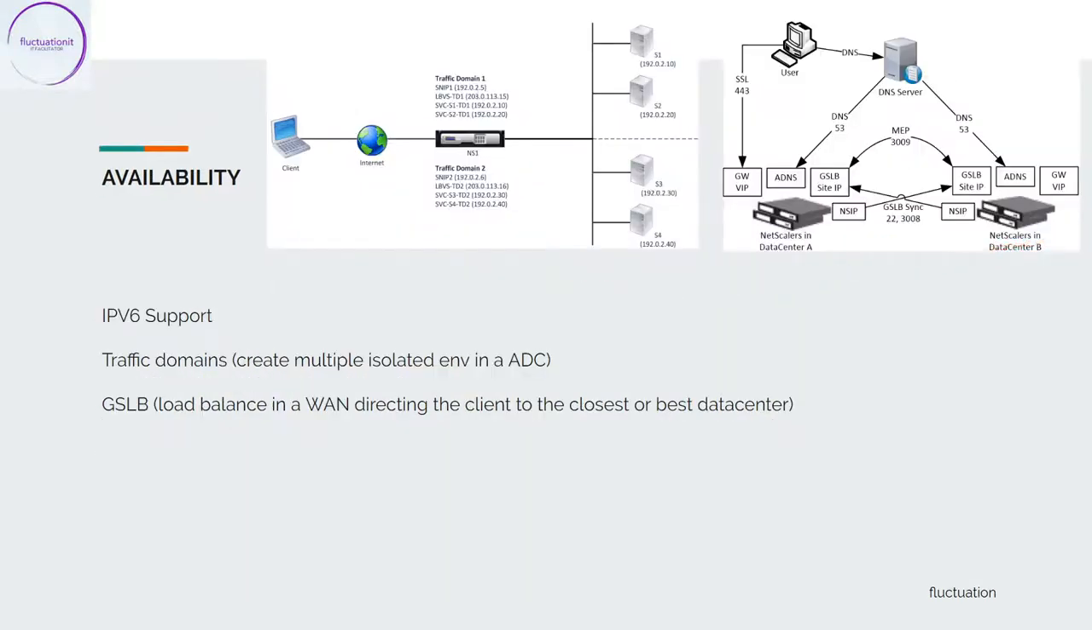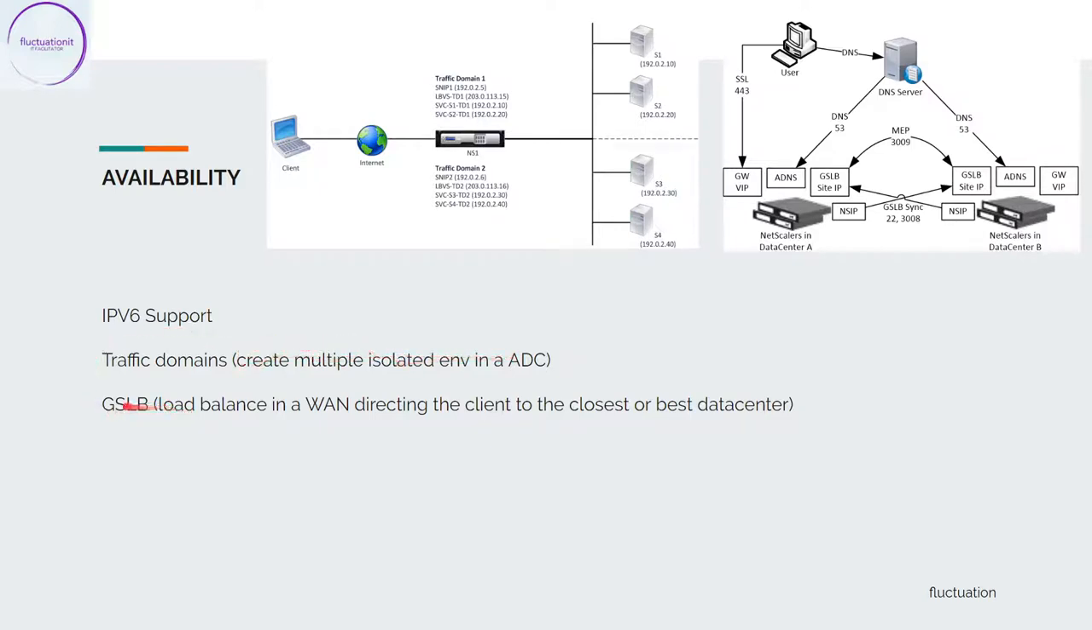After, in availability, we have of course IPv6 support. Citrix ADC supports both server-side and client-side IPv6 and can function as an IPv6 node. After that, you have the traffic domain. A traffic domain is a way to create multiple isolated environments within a Citrix ADC. This is very, very nice.